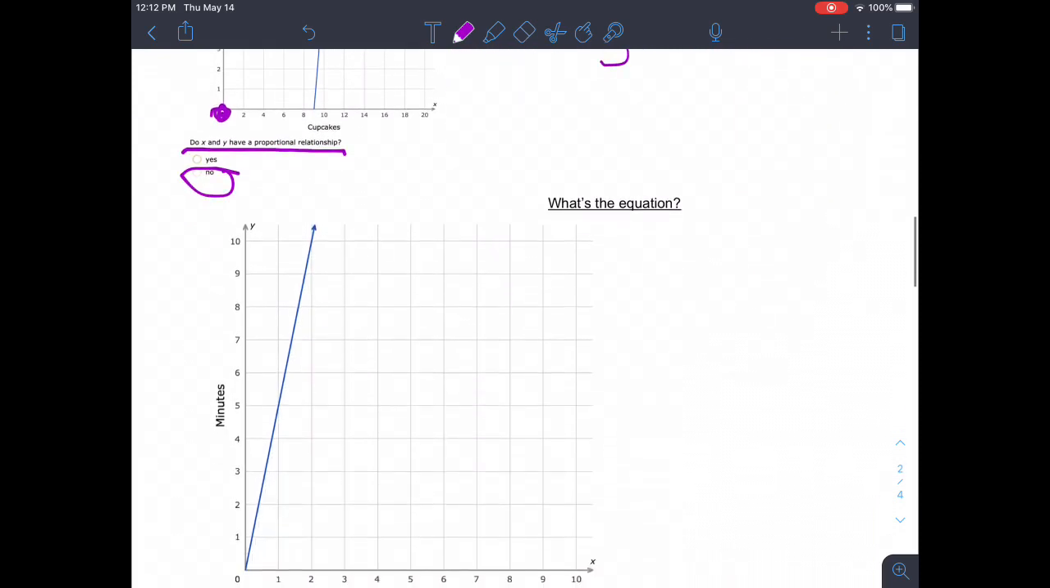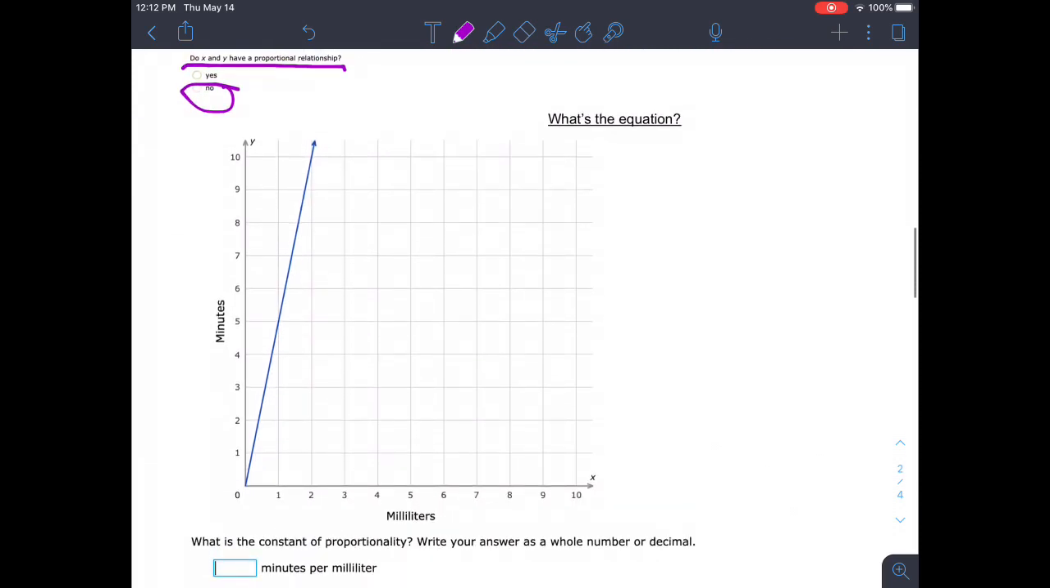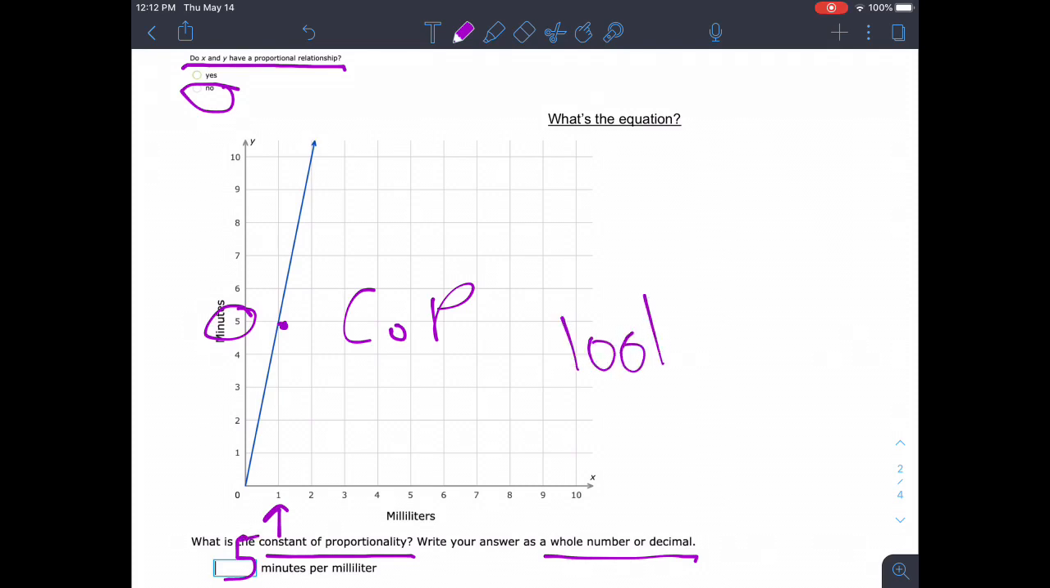Alright, so then it's going to show you a graph like this, and it's going to ask you, what is the constant of proportionality? Write your answer as a whole number or a decimal. So this is going to be pretty tricky, but we look where x equals 1, and our y value is our constant of proportionality. So in this case, our constant of proportionality is 5. Look where x equals 1.